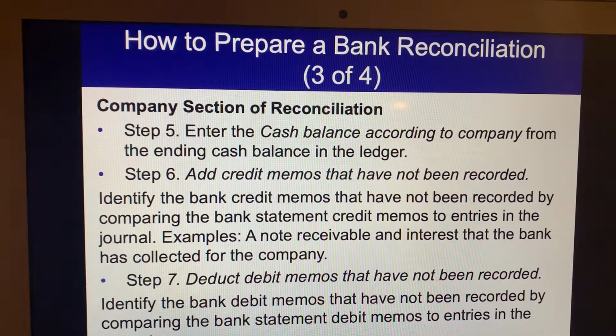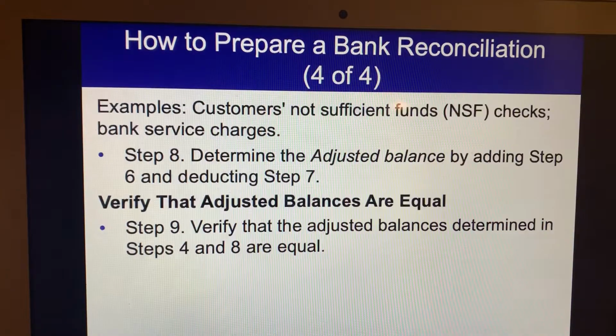Identify the bank credit memos that have not been recorded by comparing the bank statement credit memos to entries in the journal. Example, a note receivable and interest that the bank has collected for the company. Step 7, deduct debit memos that have not been recorded. Identify the bank debit memos that have not been recorded by comparing the bank statement debit memos to entries in the journal. Example, customer not sufficient funds, NSF checks, bank service charges.